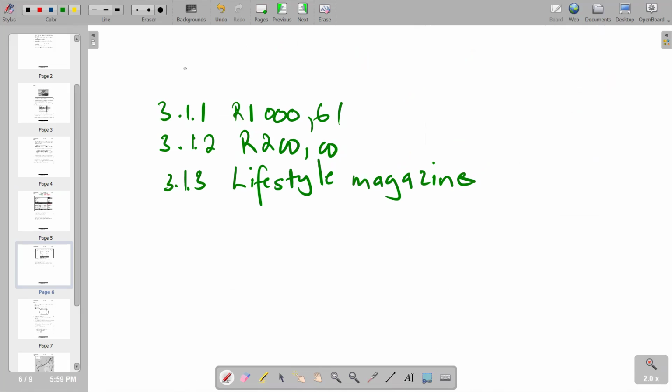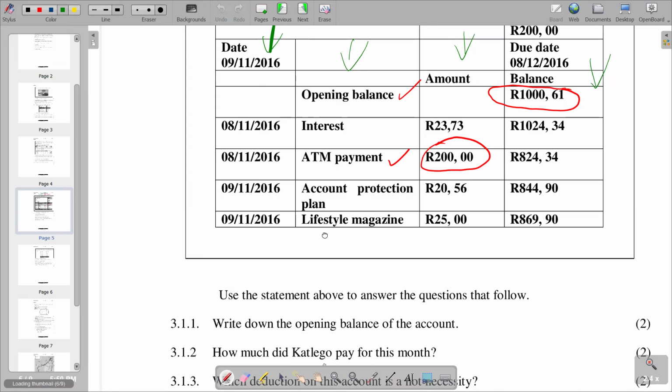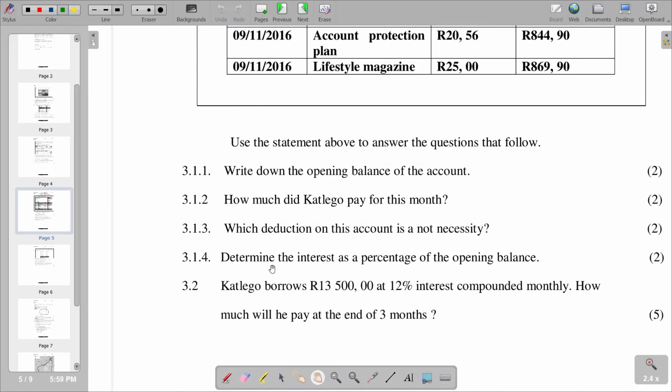Then we can move on to the next part, question 3.1.4. Determine the interest as a percentage of the opening balance. Our interest becomes the numerator, and our opening balance is the denominator. Then we make a fraction and multiply by 100 over 1 so that we convert it to a percentage, since the question requires us to convert to a percentage.